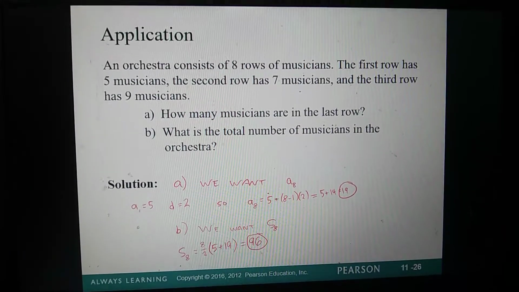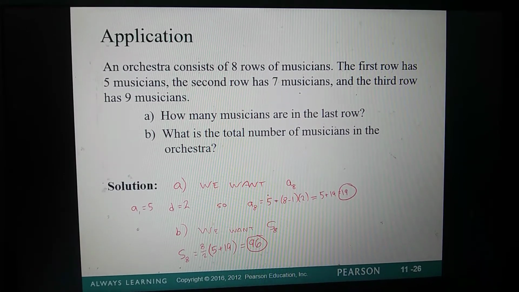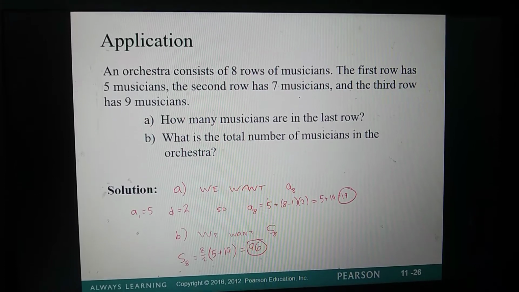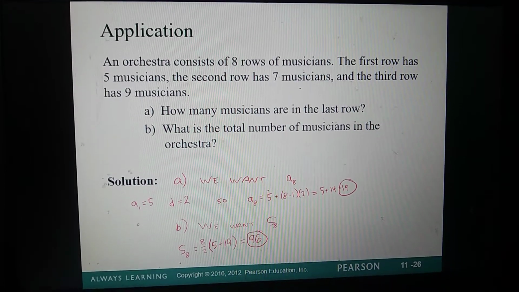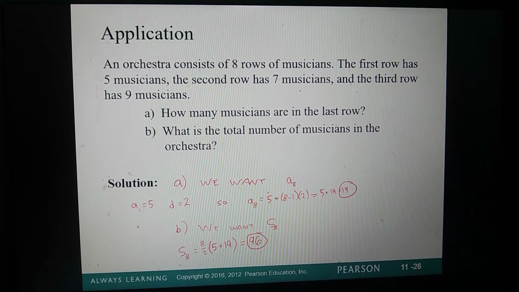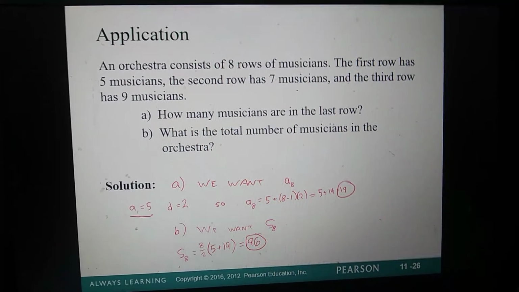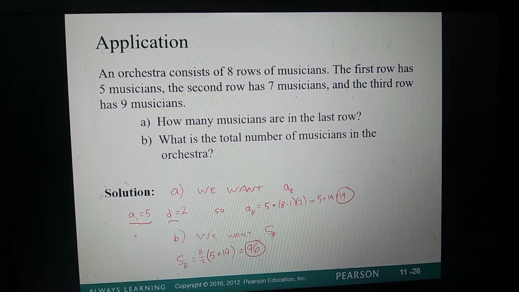So word problem. This is an orchestra. There's 8 total rows. The first has 5, second has 7, third has 9, and so forth. So how many musicians are in the last row? So we know there's 8, and we can see quickly that the first row is 5, and then the common difference is going up by 2. So we have that common difference.